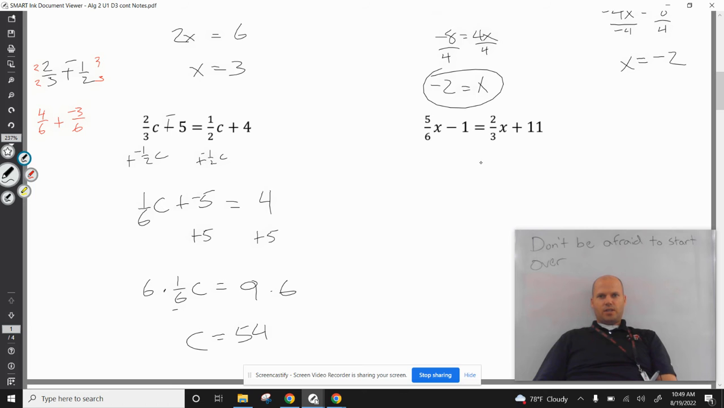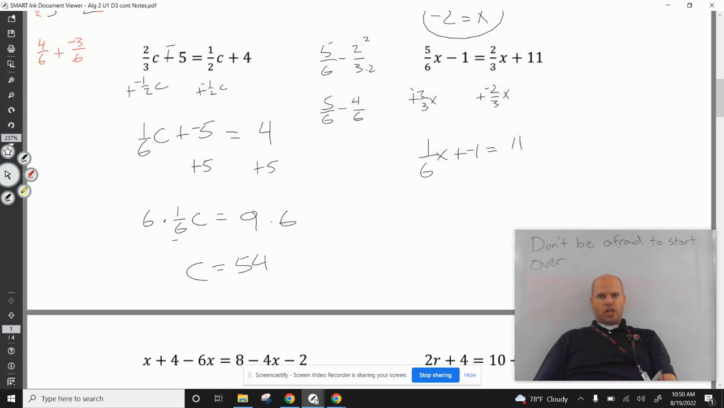Same thing here, but it's easier to combine because I don't need to multiply both of them. 5/6 minus 2/3 times 2 times 2. I got 5/6 minus 4/6, which is 1/6. Another 1/6. Look at that. Plus a negative 1 equals 1/1. Same side combine, opposite sides eliminate so they remain.